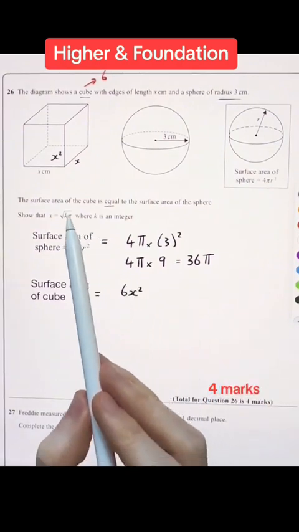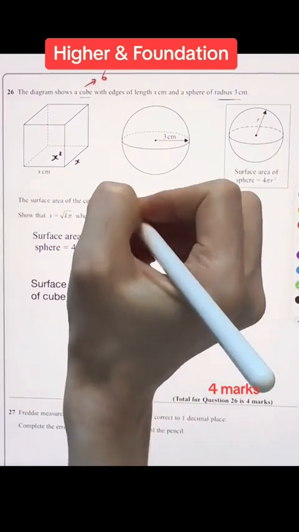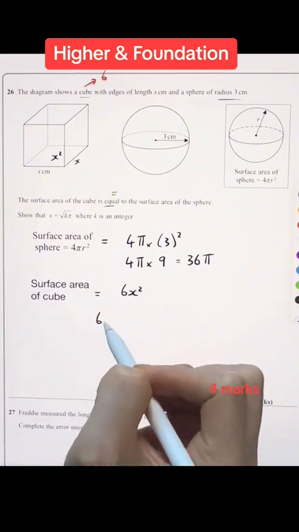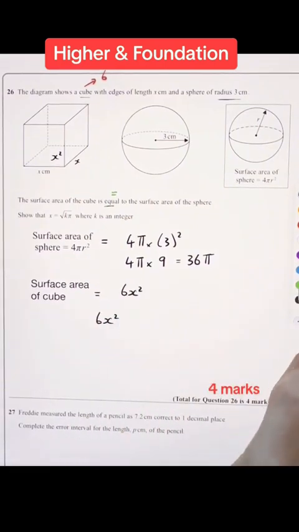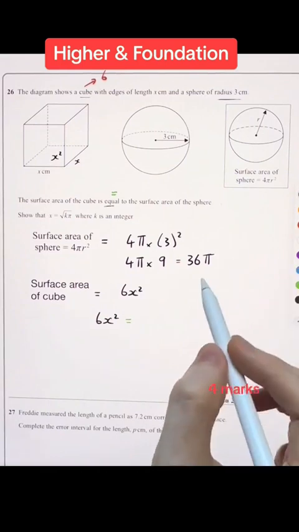Going back to the question, we were told the surface area of the cube is equal to the surface area of the sphere. So therefore, I can form an equation. I've got the surface area of the cube, which we just worked out to be 6x squared. So I've got 6x squared, and that's going to be equal to the surface area of the sphere, which I just worked out earlier to be 36 pi.